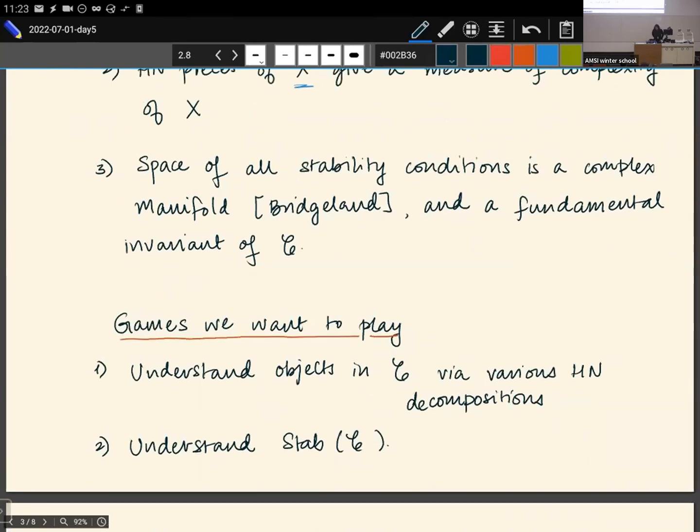So yeah, there are 2 things we can try to do. One is to look at various objects in C and figure out what they look like with respect to various stability conditions. And the other thing we can do is to look at the whole space of stability conditions and try to understand it. So I want to illustrate in the last portion of the talk where pointed pseudo triangulations make an appearance in both of these problems. Any other questions? Chris?